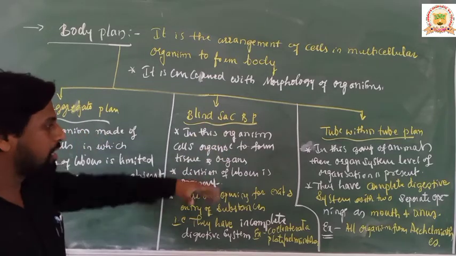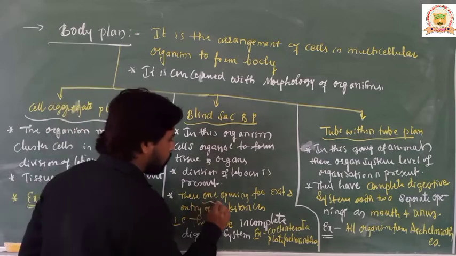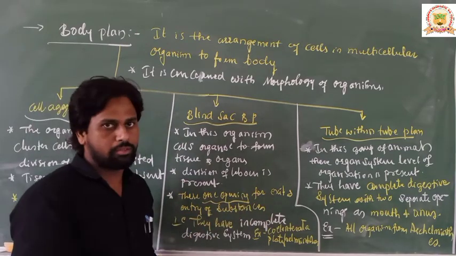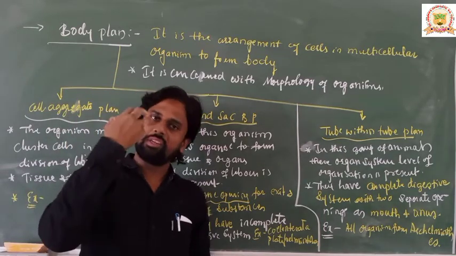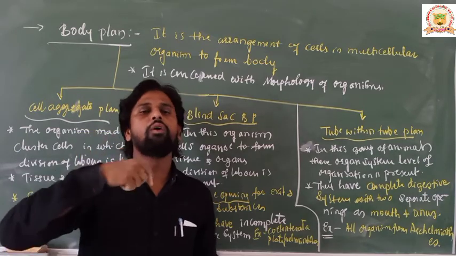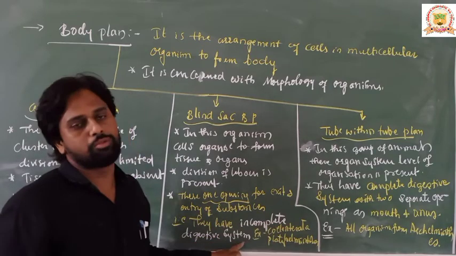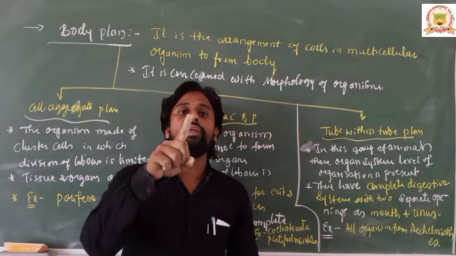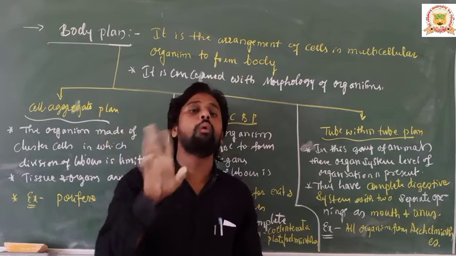So in this group, one thing is what here? There is only one opening, students. One opening for exit and entry of substances. Anything which it will intake will go through the same opening, and whatever is exiting as waste will be from the same opening. It means they have an incomplete digestive system, students. Incomplete digestive system is the digestive system where only one opening acts as mouth as well as anus. No separate openings are there.